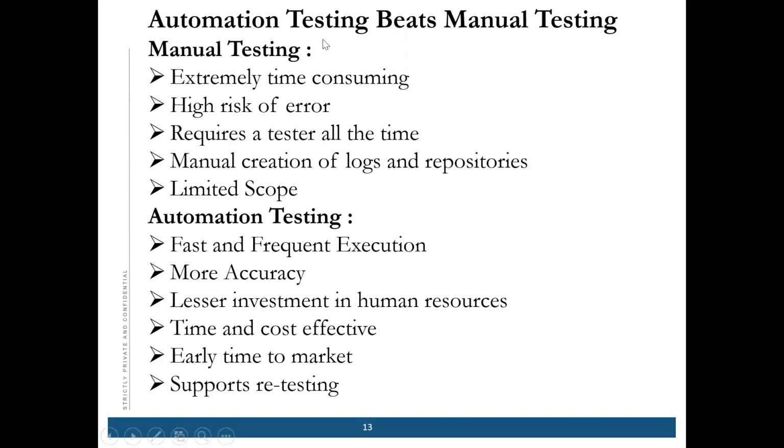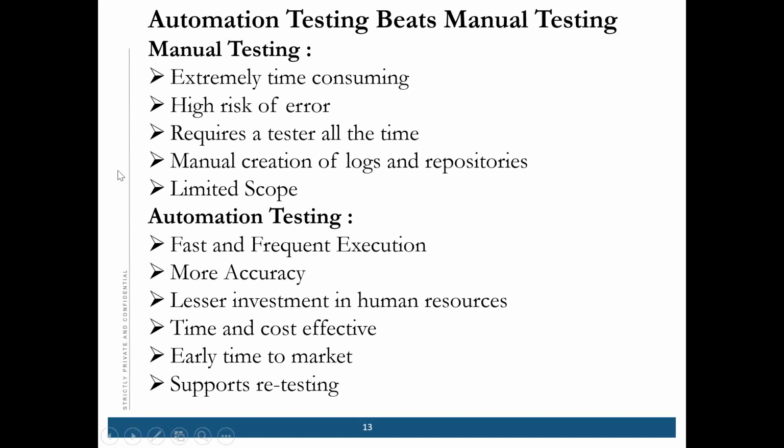Next is manual creation of logs and repositories. Whenever we are creating any logs or repositories, for example, some data, that also we have to do manually. But in automation, we always take the data from the repository, use it in our application, and link those. Like suppose we have an Excel file where we have all the data. What we do is link that Excel file with our testing and then do it accordingly. Okay.